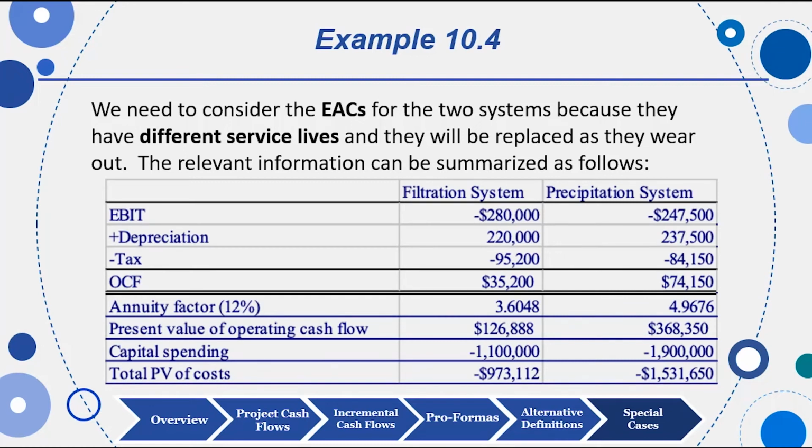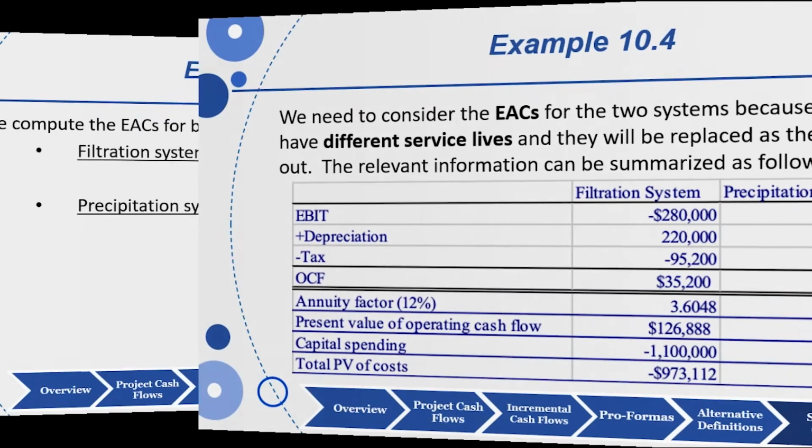So we see the filtration system OCF is $35,200, and the precip system is $74,150, and this is total OCF. So we need to look at the present value of those costs, discount them back to today at the company's discount rate, and taking into account the capital spending of $1.1 million for the filtration system, $1.9 million for the precip system, and we get a total present value of the cost of about $973,000 for the filtration and $1.5 million for the precip system.